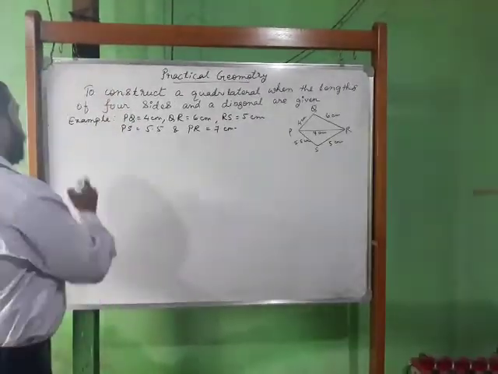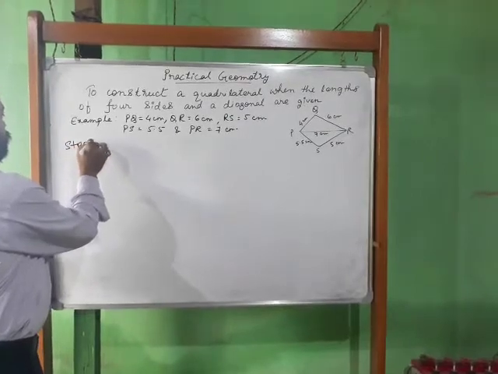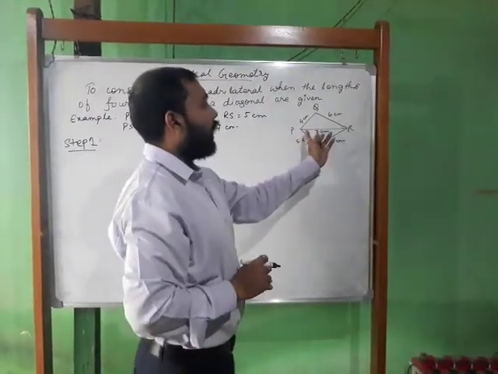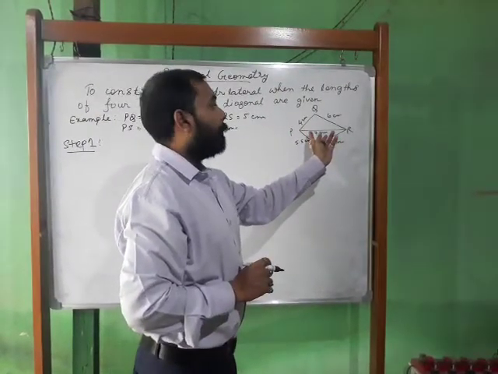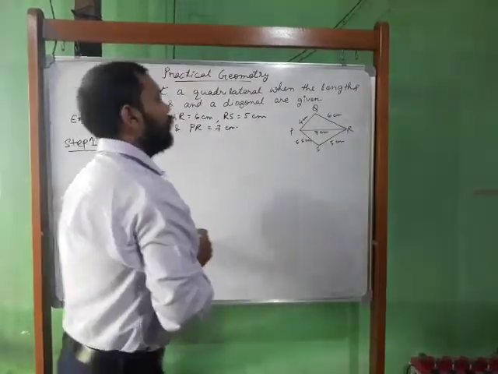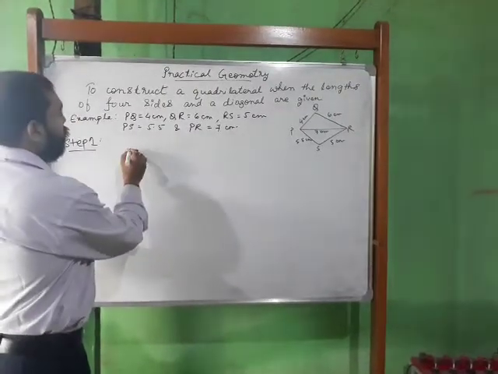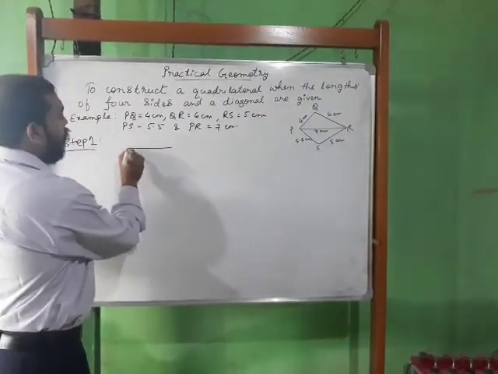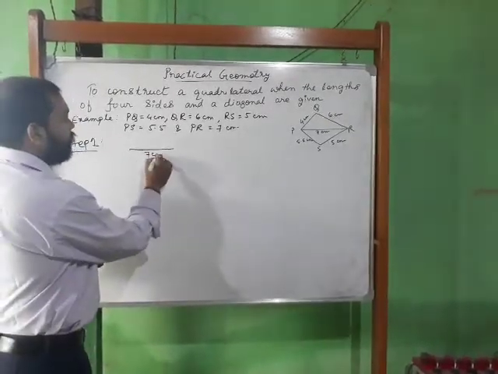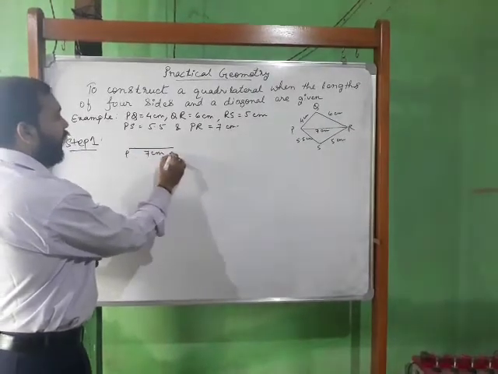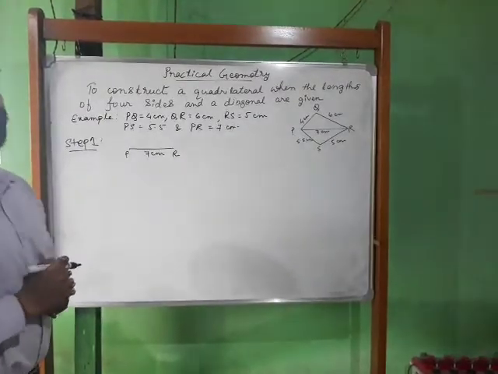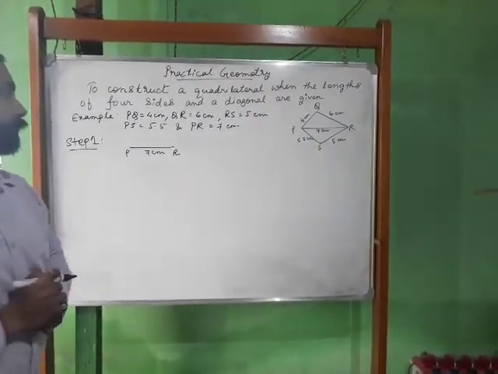So step number 1, let us draw a line segment PR of length 7 cm with the help of your measurement scale. Let us draw a line segment with the help of your scale, that is 7 cm, and name it PR. So now we will go to step number 2.